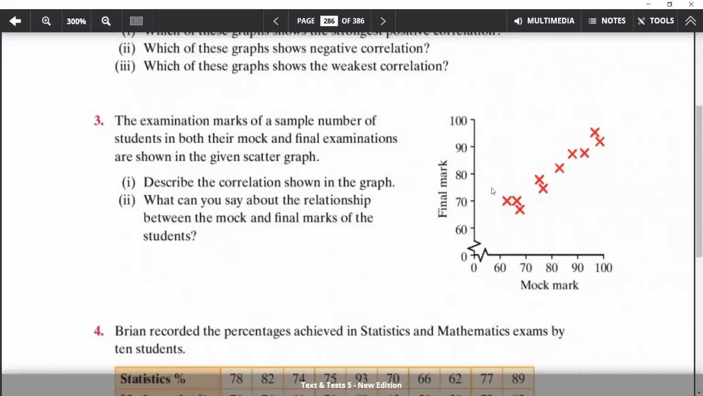Question 3, the examination marks of a sample number of students in both their mock and final examinations are shown. So here's their mock mark on the x-axis and their final mark on the y-axis. What's the correlation? Well, there's a positive correlation, certainly. A higher mock result correlates with a higher final mark. And it's a strong enough correlation as well. So you might say a strong and positive correlation, or a moderately strong. What can you say about the relationship between the mock and the final marks of the students? Well, as the mock mark gets higher, so too does the final mark, is the general pattern we're looking at there.